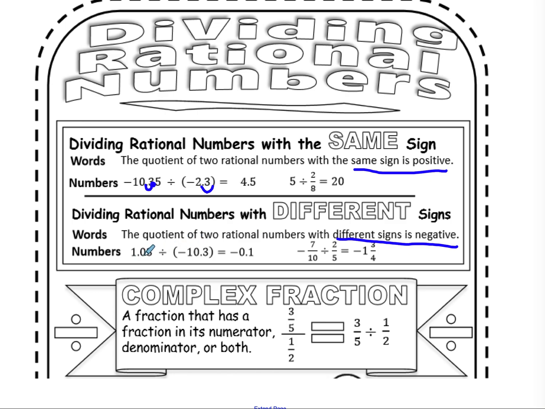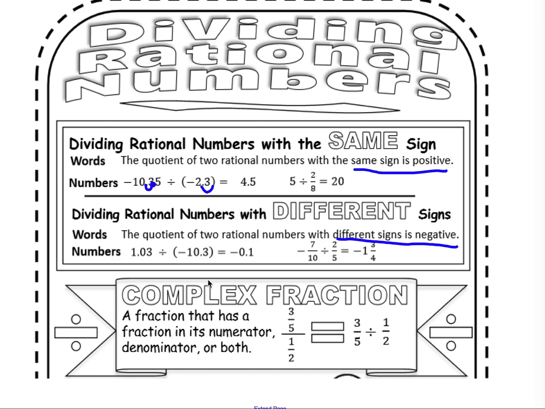Different signs negative, so 1 and 3/10 divided by -10 and 3/10. That is going to give you a negative answer. Different signs, same thing here. Different signs on these problems, so our answer is going to be negative.